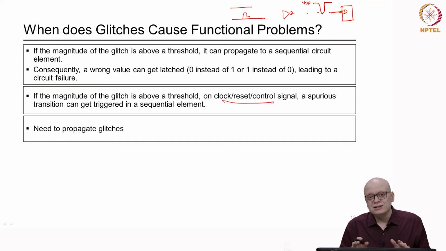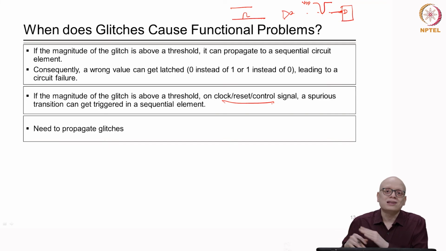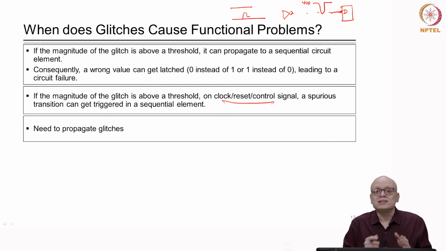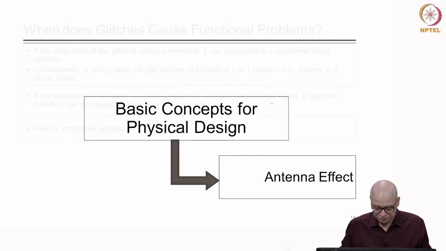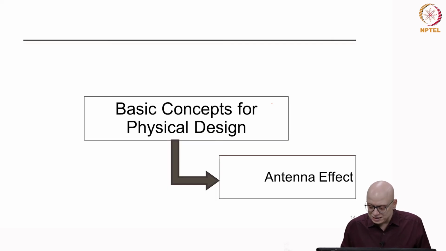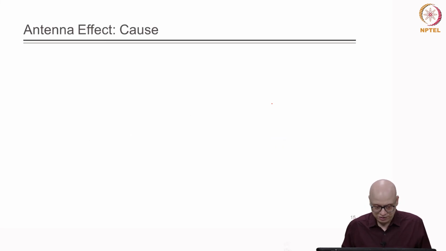Once we do physical design, at the end we also do sign off. During sign off, taking into account signal integrity issues and noise issues is very important. We will be looking into this in more detail when we discuss sign off. Now, there is another phenomenon known as the antenna effect, which we must consider during physical design. So, what is the antenna effect?